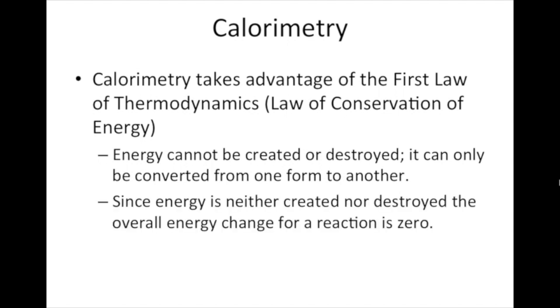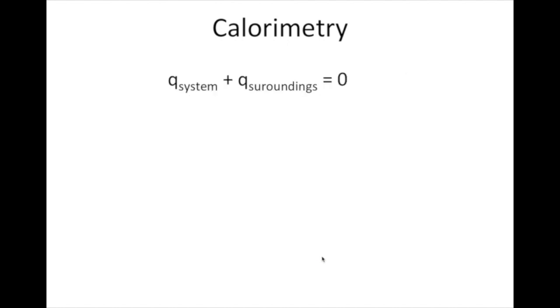So since energy can neither be created nor destroyed, the overall change of energy for a reaction must equal zero. So we could write this mathematically, saying that the heat absorbed or released by the system plus the heat absorbed or released by the surroundings must be equal to zero. So we can rearrange this slightly, as you can see here. Now here we have negative Q of system equals Q of the surroundings.